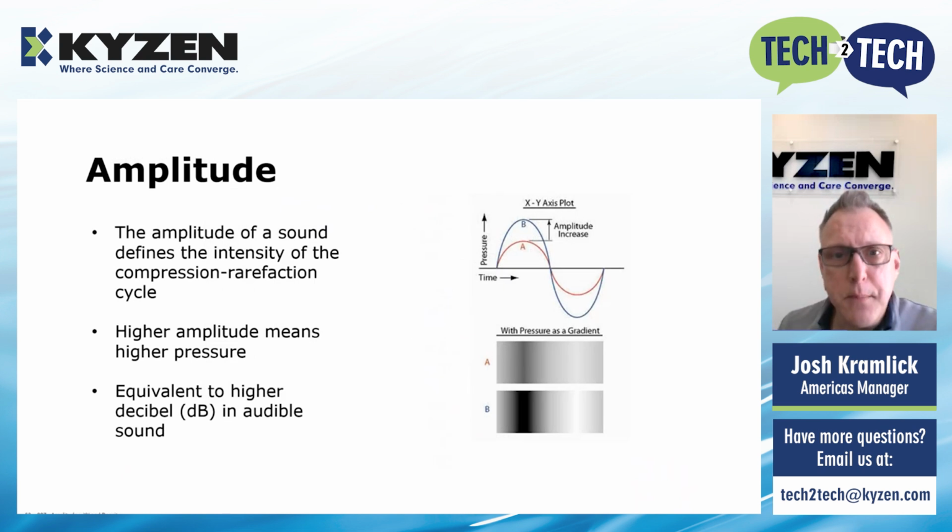Next, we want to talk about amplitude. The amplitude of a sound defines the intensity of the compression rarefaction cycles. This is commonly thought of as loudness for audible sound. Higher amplitude means higher pressures, and that would be equivalent to the higher decibel level in audible sound. Decibel level, of course, being a logarithmic measure of sound pressure.